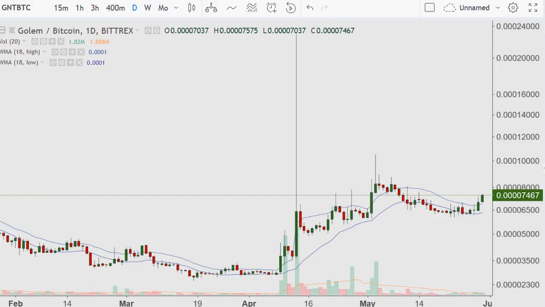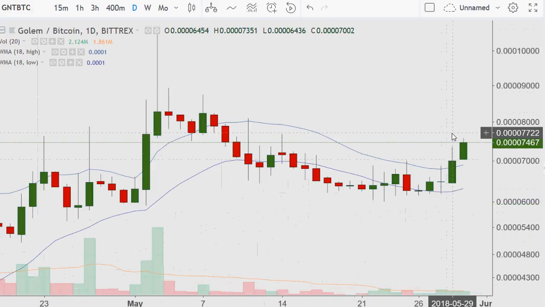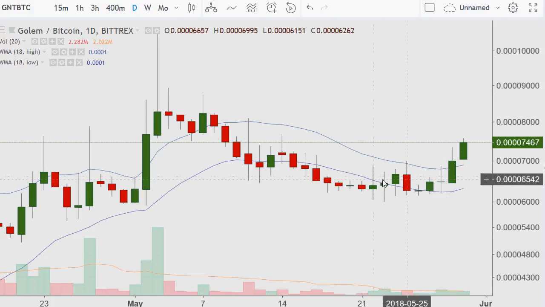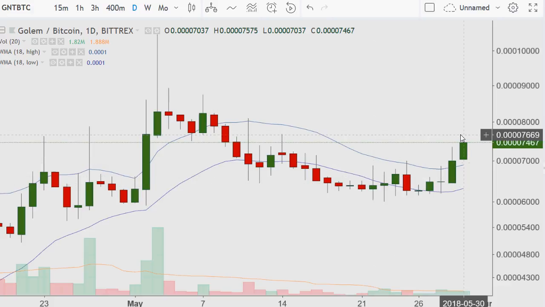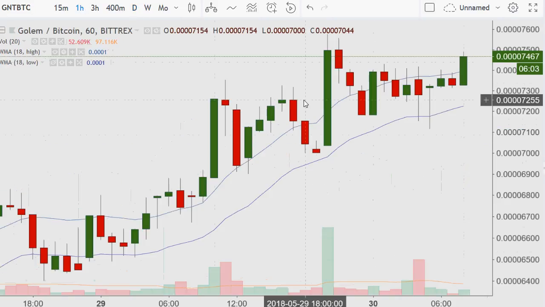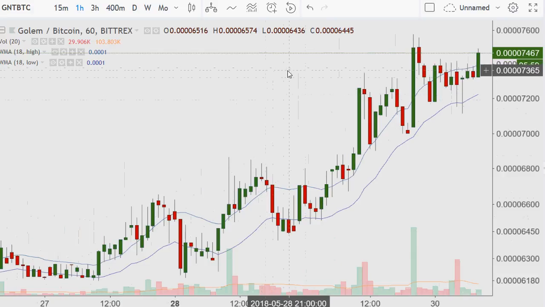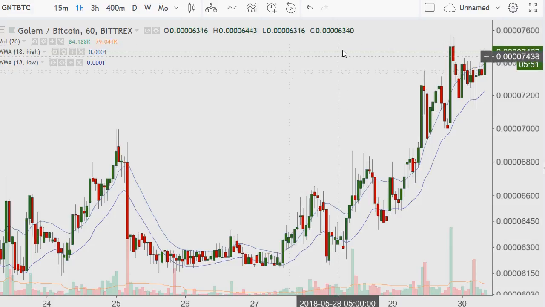Let's quickly look at some alts, starting off with Golem or GNT on the daily time frame. Here's a situation in which it's after just correcting through time, catching up with the 18, it has managed to attempt to break out above this level. When we take a look at this on a shorter term, at the 1 hour time frame, it established this level of resistance first at about the 73.47 handle, and then this nice move again at 75.49.